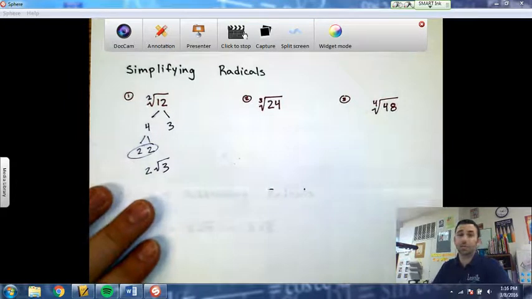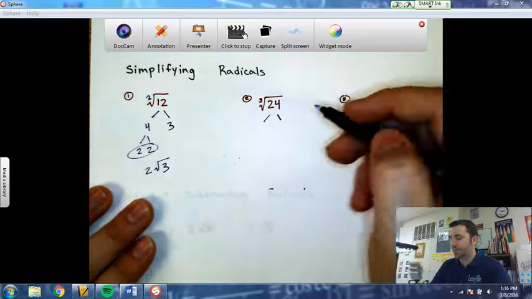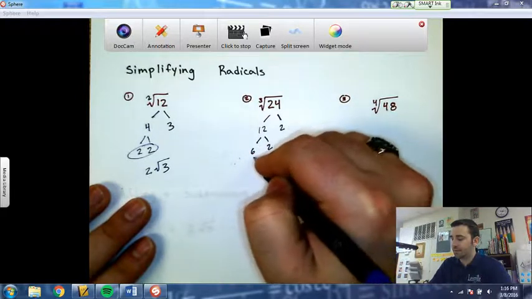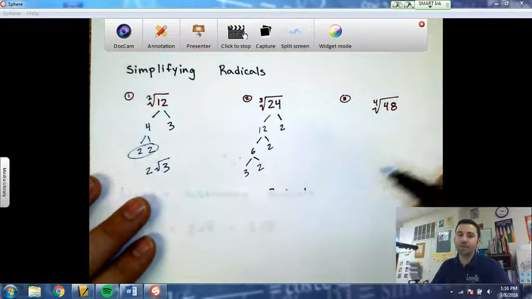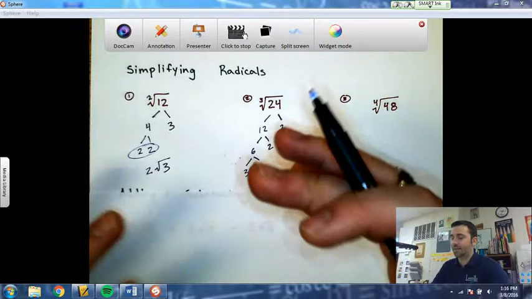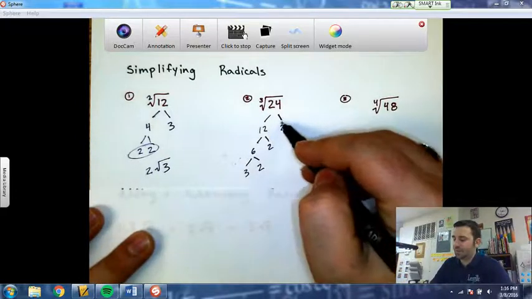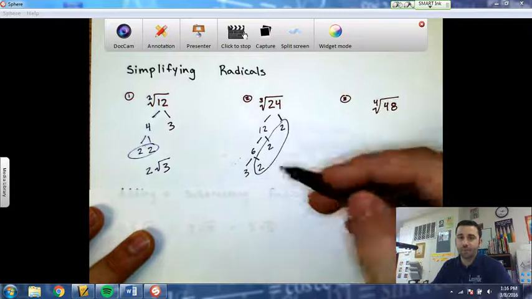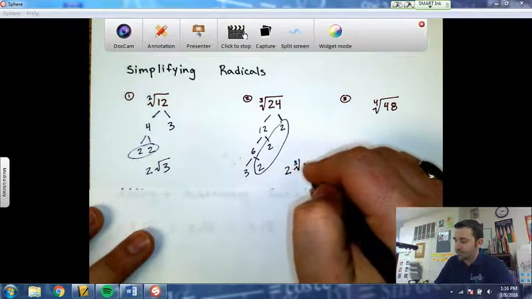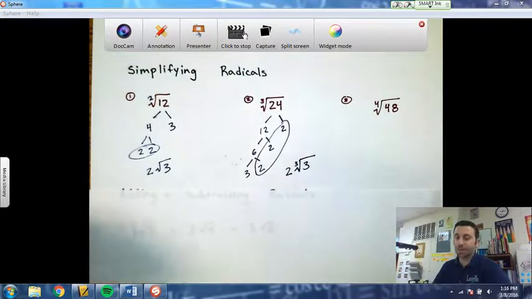The next example is the cube root of 24. So 24 can be broken down into 12 and 2, 6 and 2, and then 6 can be broken down into 3 and 2. I could have broken it down into any number of different factors, but I did this so that we could see the group of three 2's, and that index of 3 tells us that I need three 2's in order to simplify. And I'm left with the cube root of 3. I could have simplified it into 8 and 3, and then the cube root of 8 is 2, but again, I wanted to make sure we broke it down to see all the different factors.